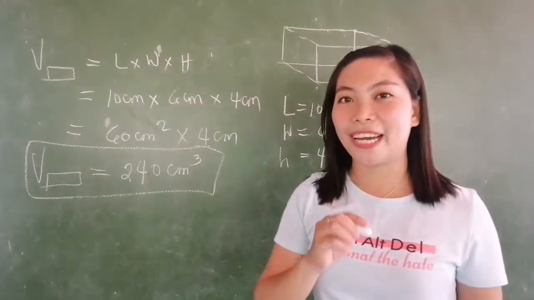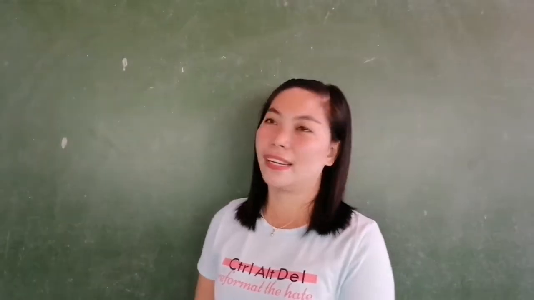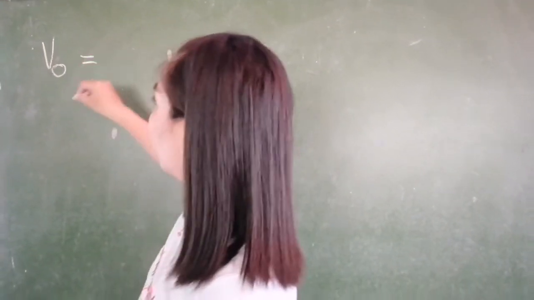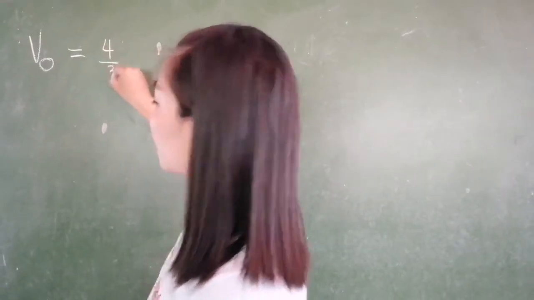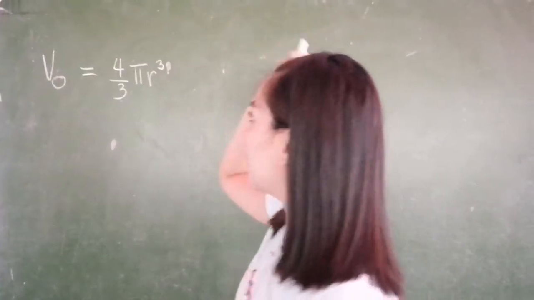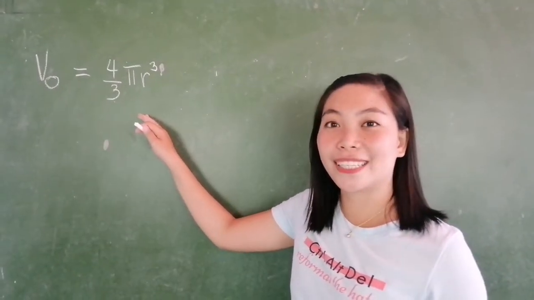Ang dali lang po, di ba? Okay, last but not the least, the volume of a sphere. The formula in finding the volume of a sphere is equal to 4 over 3 multiplied by pi r cubed. Medyo komplikado, di ba? Katulad ng label nyo, it's complicated.